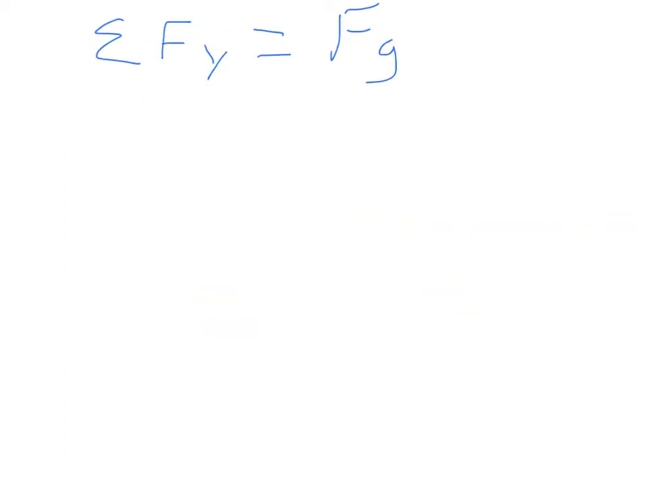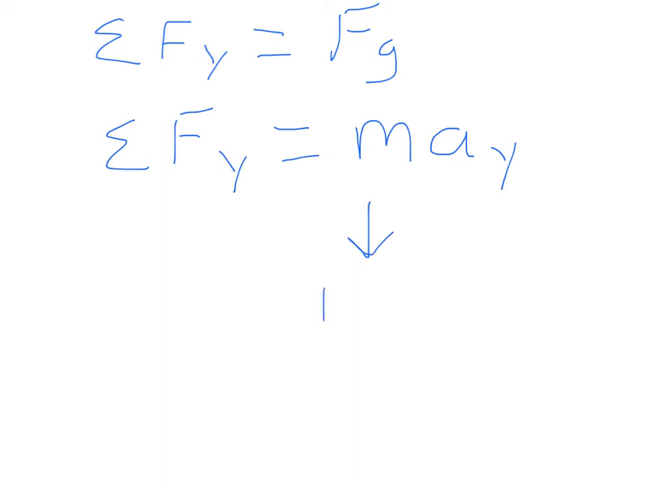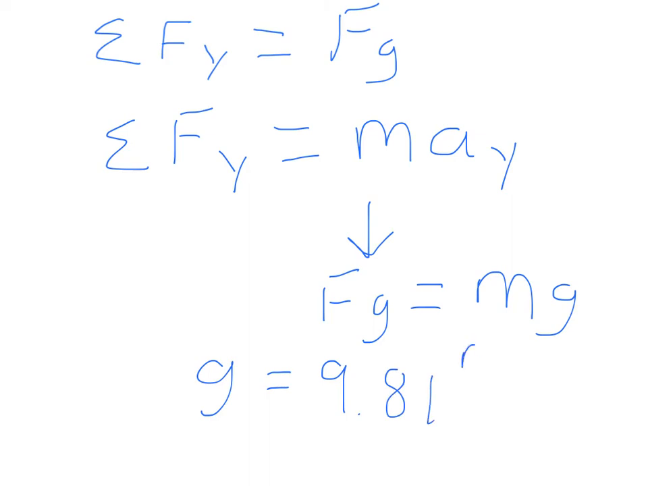Now let's consider the sum of the forces in the y direction, which we know is simply the force due to gravity. Again, we can apply Newton's second law, and we find that the sum of the forces in the y direction must be equal to the mass times the acceleration in the y direction. Since the only force acting in the y direction is the force due to gravity, the acceleration in the y direction must be 9.81 meters per second squared, which we know is the acceleration due to gravity and is found on our reference table.